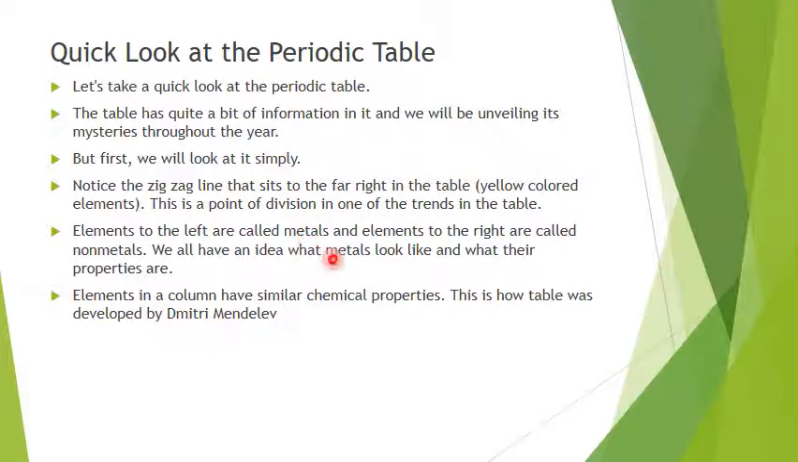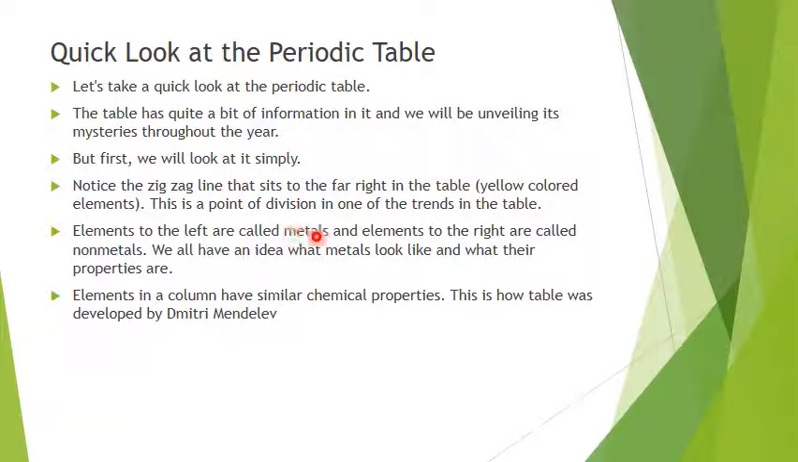So now in the next slide will be a periodic table, but in a lot of periodic tables there's a zigzag line or staircase on the far right hand. On my periodic table there'll be the yellow colored elements. This is a point of division, one of the trends of the periodic table, and this is one of the most important things that you need to know about the periodic table. And all the stuff I talked about up to this point about the periodic table, you don't have to know right now, but this one you do.